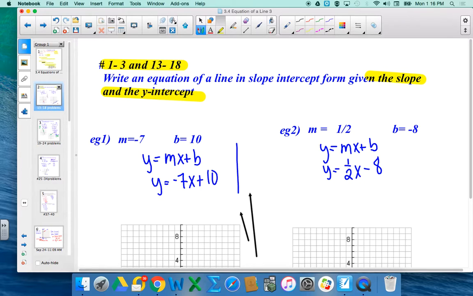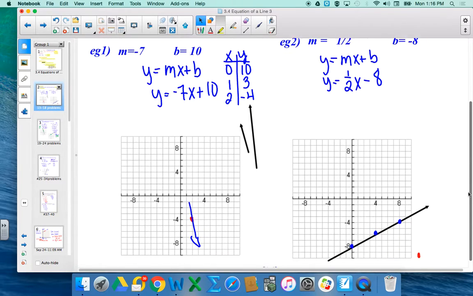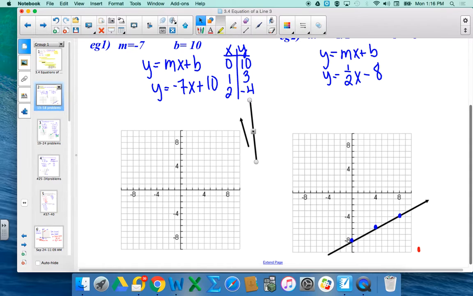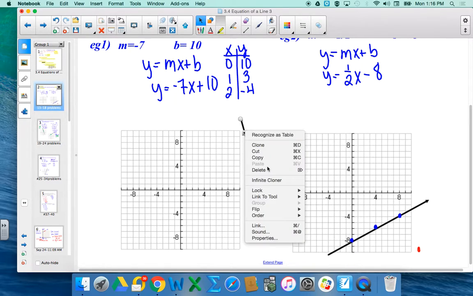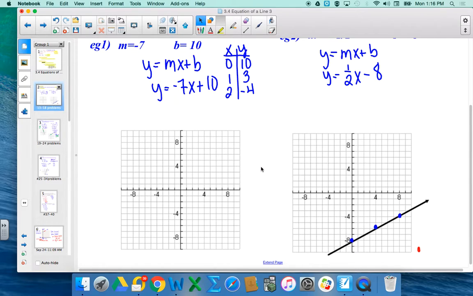So first of all, what quadrant should it point to if the slope is negative? It will point to quadrants 2 and 4 or falls to the right. Right, correct. So plug in 0 and you get 10. Plug in 1, you get 3. Plug in 2, you get -4. We have 0 and 10, 1 and 3, and 2 and -4.